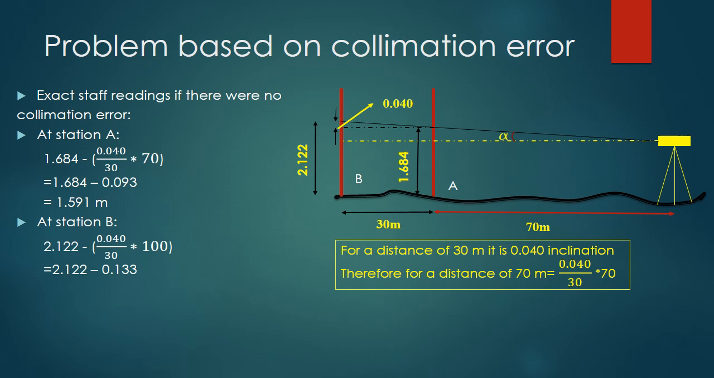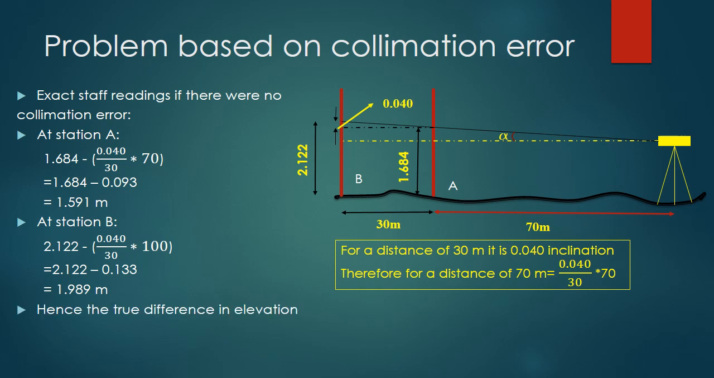Now you just solve it, you will get a value of 1.989. So now let us check whether this particular value that we have found out with the correction should be our true staff reading when there were no error. Now let us check whether this is correct or not.